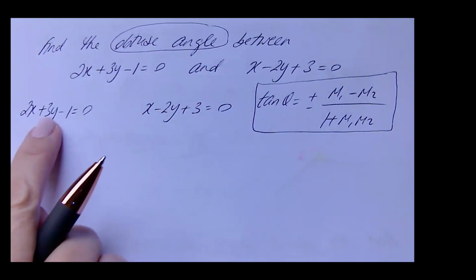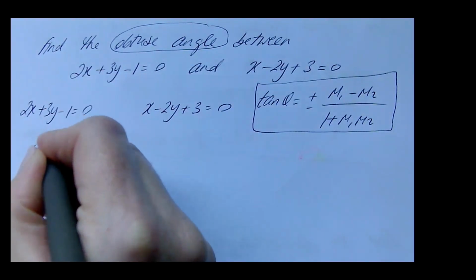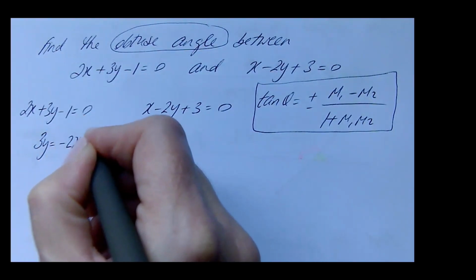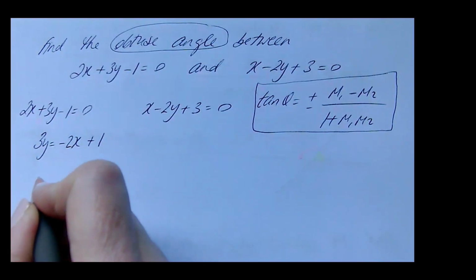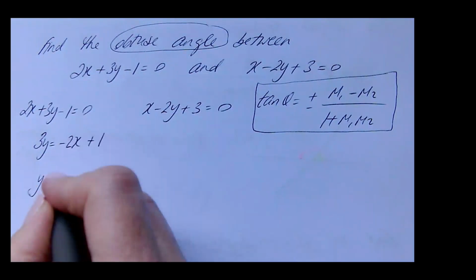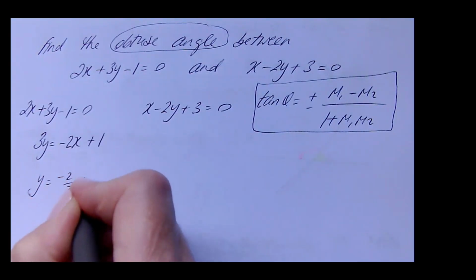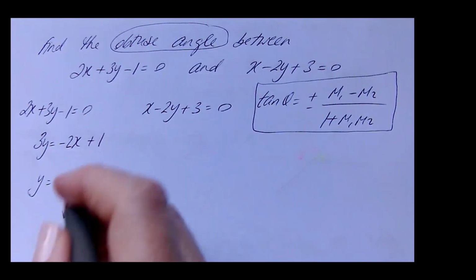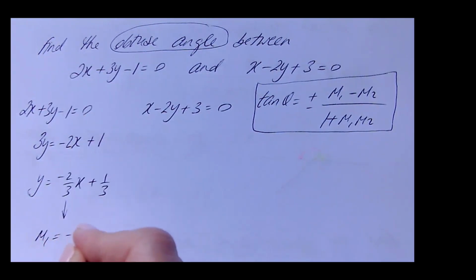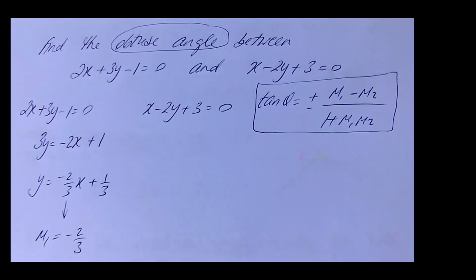Again, I need to do some rearranging here. So let me bring over the x term and the constant. So I get this, and of course I need y on its own, so I'm going to have to divide across by 3. So that will be minus 2/3 is the first slope.